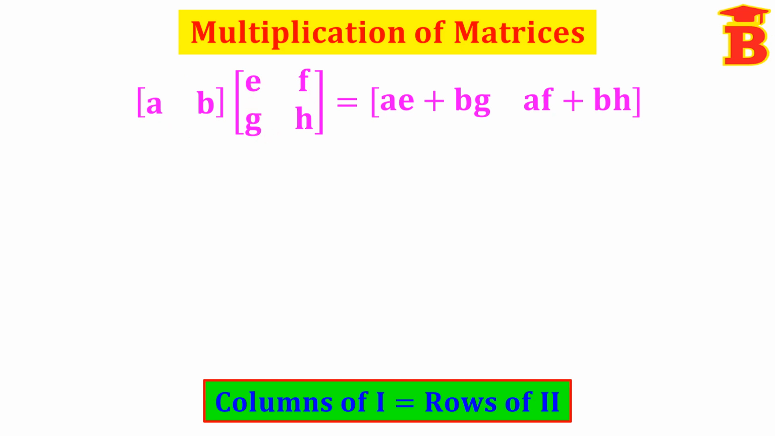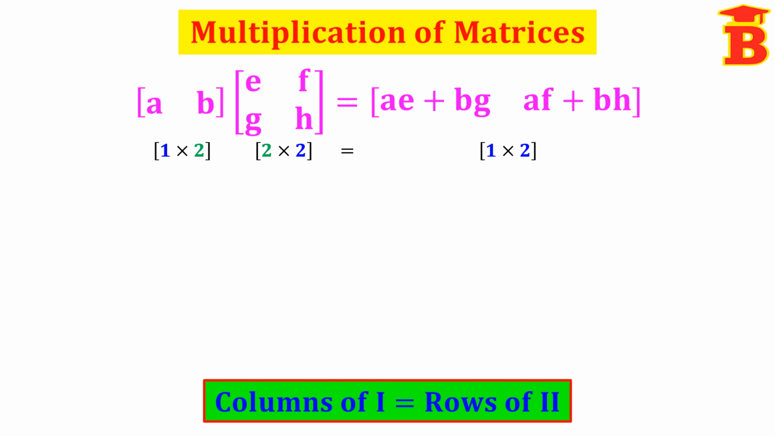And if we see the order of the first matrix is 1 cross 2, 1 row, 2 columns. The order of second matrix is 2 cross 2, 2 rows, 2 columns. And here note that columns of first equal to rows of second. That means these two numbers should be equal. And the final answer will always be this first number and last number, that is 1 cross 2. So the order of the answer is 1 row and 2 columns.